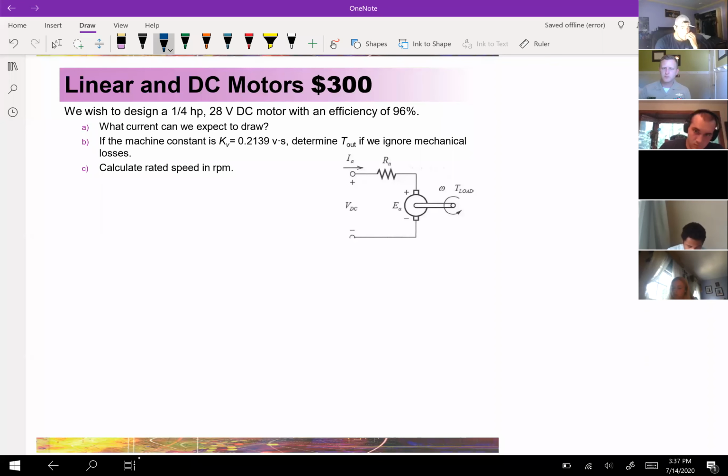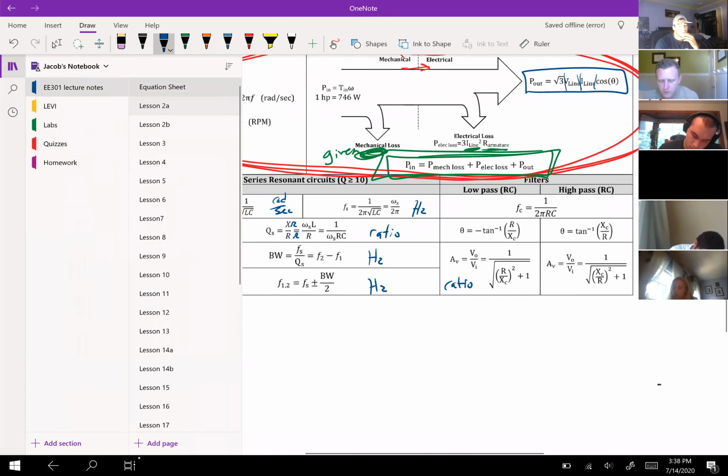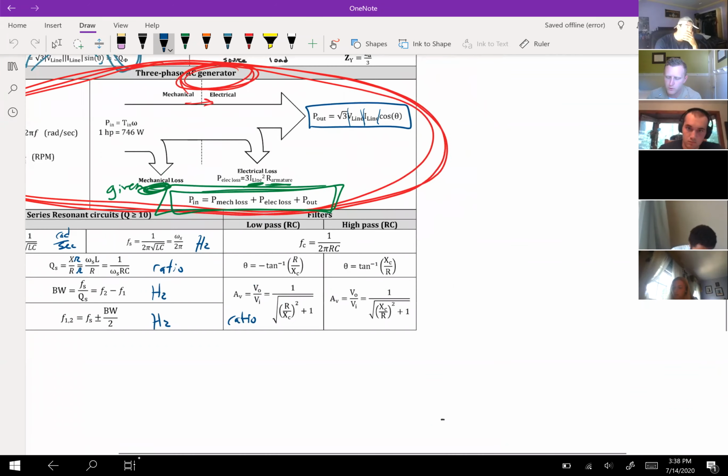All right, so similar to all the other stuff we've been doing with these module 3, it's helpful to look at the terms first, right? And this one says it's a quarter horsepower. That's some sort of power. Do we know if it's power in or power out? Well, let's look at our equation sheet for motors.